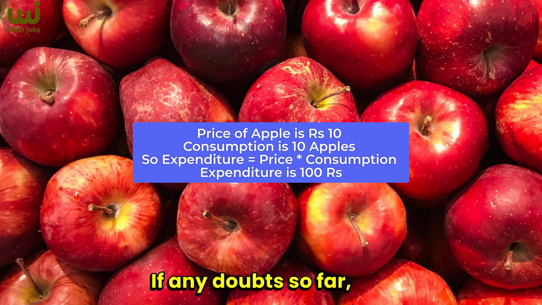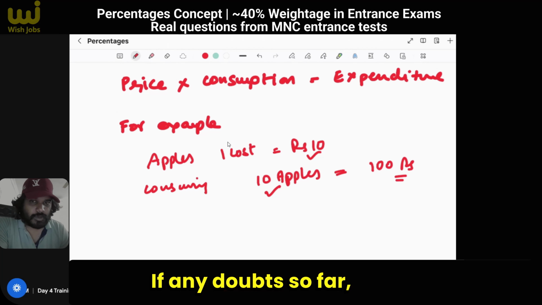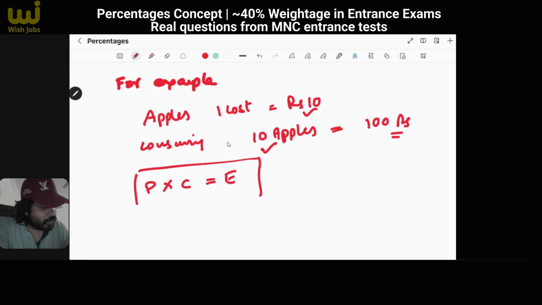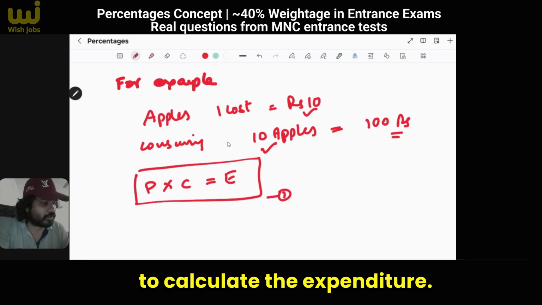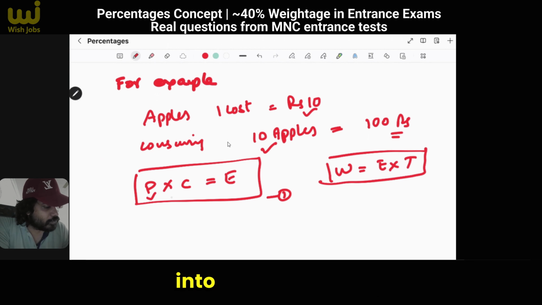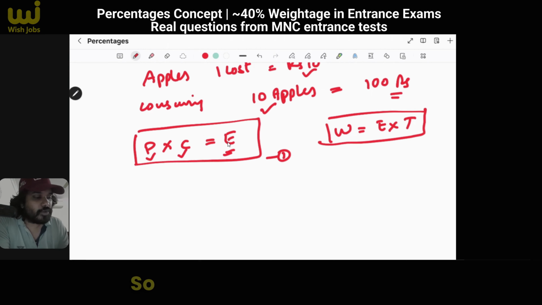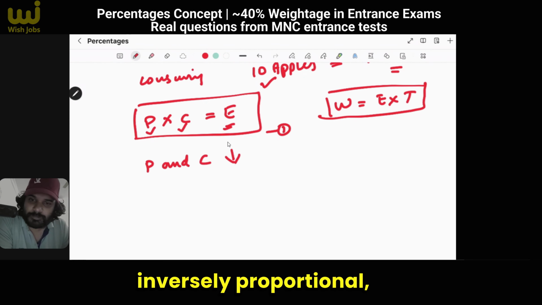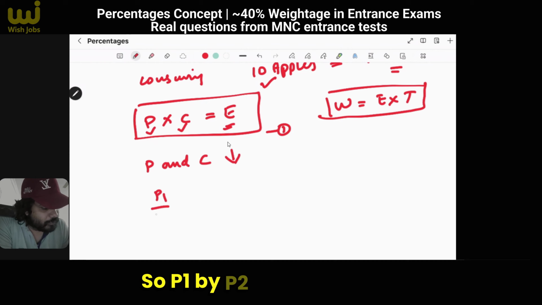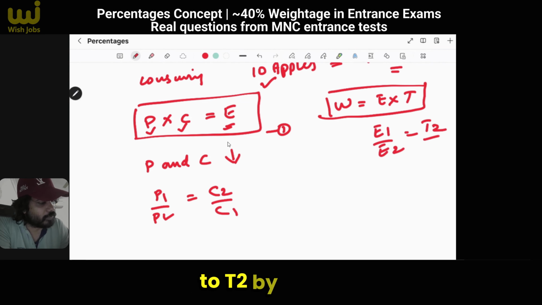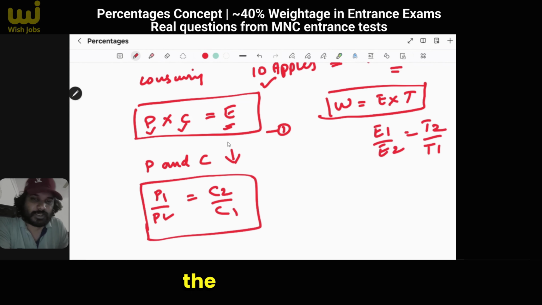Any doubts so far? No doubt. You need to understand that price into consumption equals expenditure. It's a normal way to calculate the expenditure. Similarly, work equals efficiency into time. From this, price and consumption are inversely proportional. So P1 by P2 equals C2 by C1. Similarly, efficiency 1 by efficiency 2 equals T2 by T1. Here also you will find the same logic.